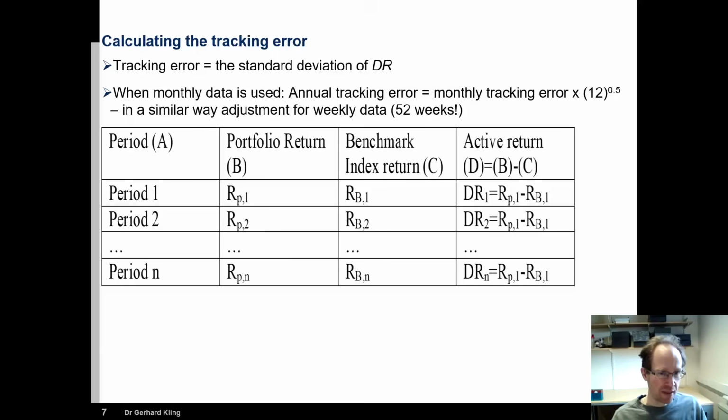Now with the standard deviation, the only thing you do is take the square root, hence you see here the square root of t, and t is the number of periods. So if you have, in this case, monthly data, you would have square root of 12. If it's weekly, you have square root of 52, and so on. So that's a standard way of measuring and assessing tracking error in an annualized fashion.